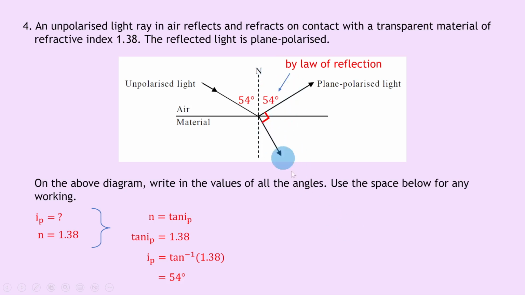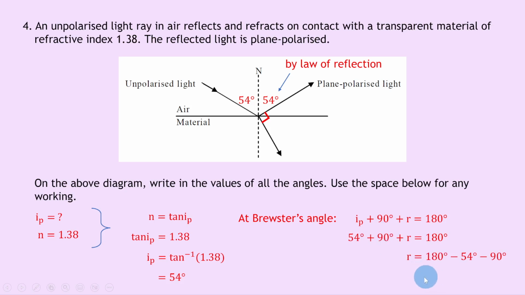So if we want to find this angle, we could say that at Brewster's angle, IP plus 90 degrees plus R is equal to 180 degrees, where we know that IP here is the 54 degrees. So let's sub that in, so we have 54 degrees plus 90 degrees plus R is equal to 180 degrees. And then to find R on its own, we can subtract the 54 and the 90, so we get R equals 180 minus 54 minus 90, and putting that into your calculator should give you an answer of 36 degrees. So that means we could write in our 36 degrees here.